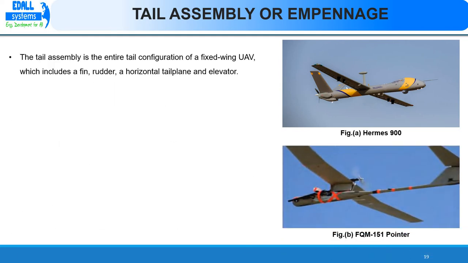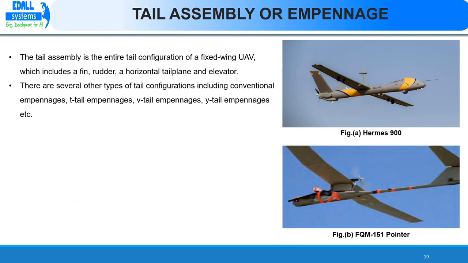The entire tail configuration of fixed-wing UAV includes a fin, rudder, horizontal tail plane, and elevator. There are different types of tail configurations, including conventional empennage, T-tail empennage, V-tail empennage, Y-tail empennage, etc.